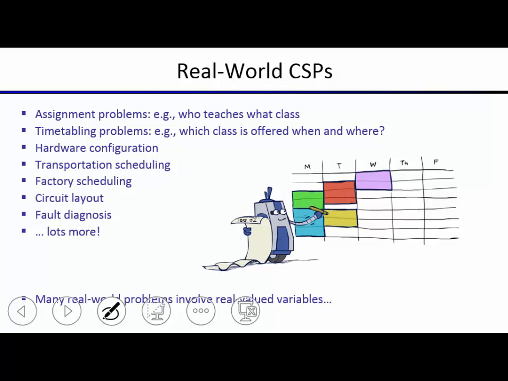Hardware configuration problems can often be phrased as CSPs. Transportation scheduling. Let's say you want to make sure that certain goods arrive at a certain place, then maybe a truck cannot leave the warehouse before another truck has arrived to deliver the last package that still needs to go in that truck that goes on to the next route. Factory scheduling is quite similar. Circuit layout problems can often be formulated as CSPs. Fault diagnosis problems, where you say, well, for any given symptom, there are only a certain set of things that can cause it. Now I see some symptoms, which causes are compatible with the symptoms I'm seeing, and many, many more. It is true that many of them take on real values. For something like that, what you'd probably want to take is a class like E127, which will study optimization, and then you would look at what happens for real valued variables.